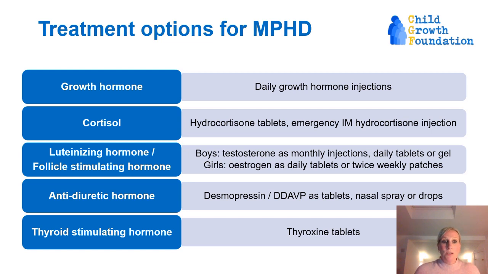For the luteinizing hormone and follicle stimulating hormone, boys would need testosterone as either monthly injections, daily tablets or gel, and girls would need estrogen as daily tablets or twice weekly patches. If you're deficient in antidiuretic hormone, you'd be given desmopressin, also known as DDAVP, as a tablet, nasal spray or drops. And then for thyroid stimulating hormone, you'd need to have thyroxine tablets.